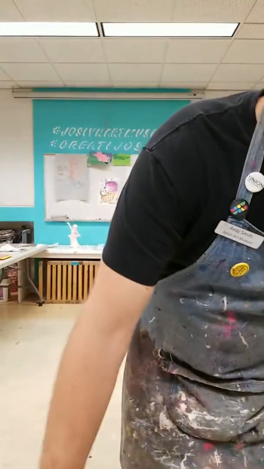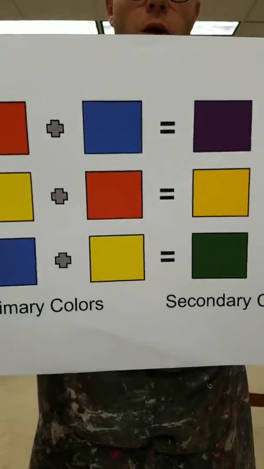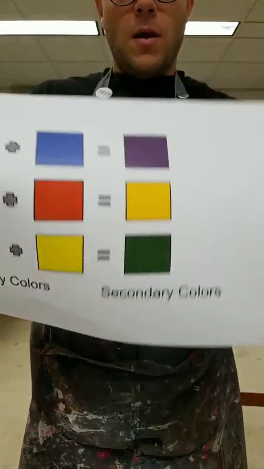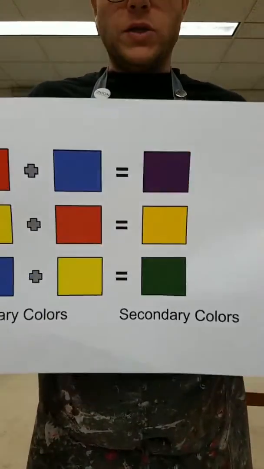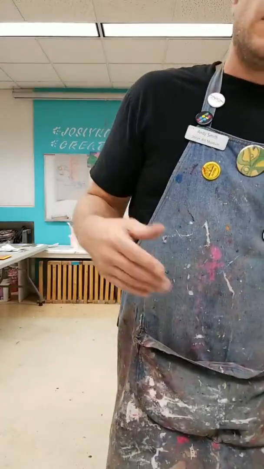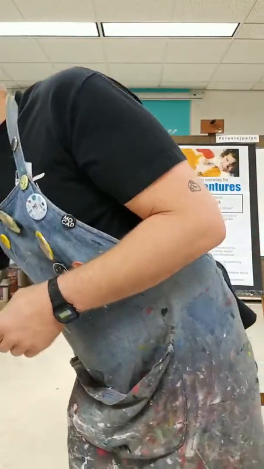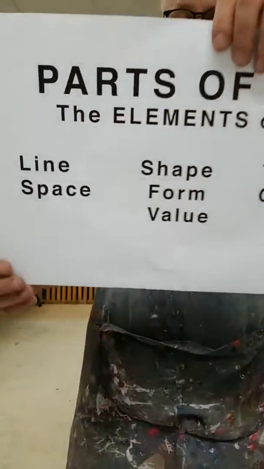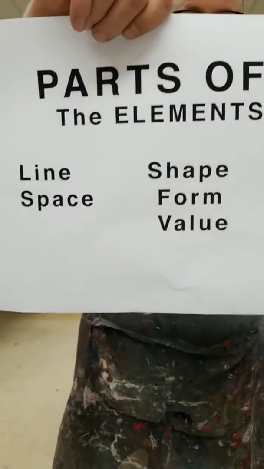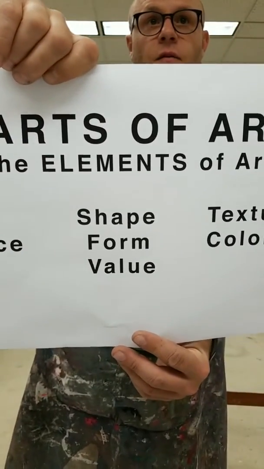Artists mix colors to create new colors. We can mix our primary colors, red, yellow, and blue, to make secondary colors, purple, orange, and green. We can even mix our primary colors with our secondary colors to make tertiary colors. These are the 7 elements of art: line, shape, space, color, texture, value, and form.